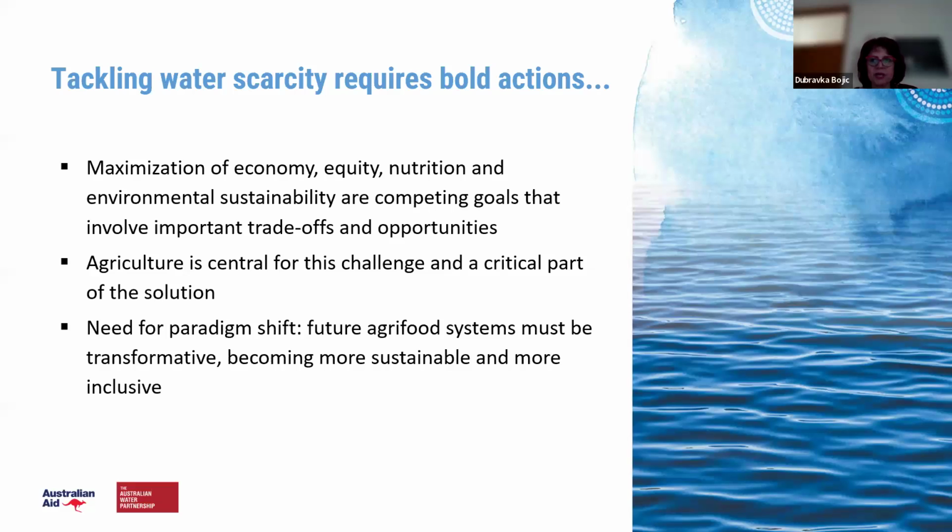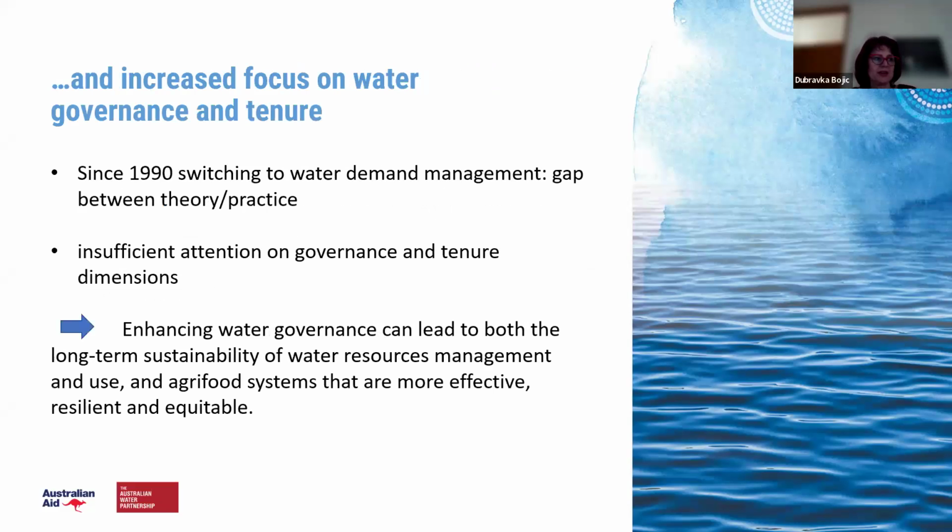And what is needed really is a paradigm shift. We need to transform our agri-food systems to make them more transformative, sustainable, and more inclusive. But it's not easy. The next slide, please. And it definitely does require more accent and more attention on governance and tenure.